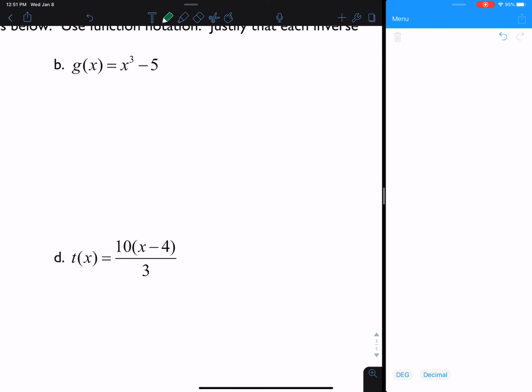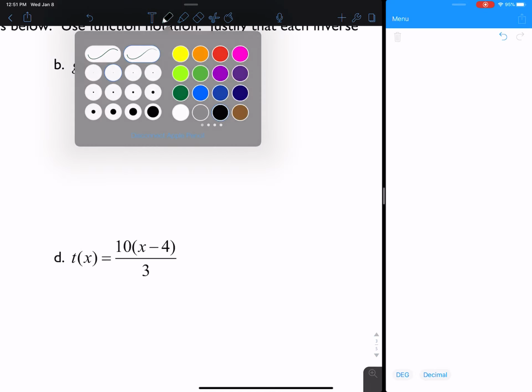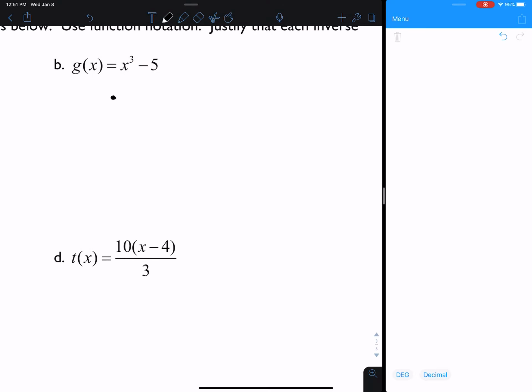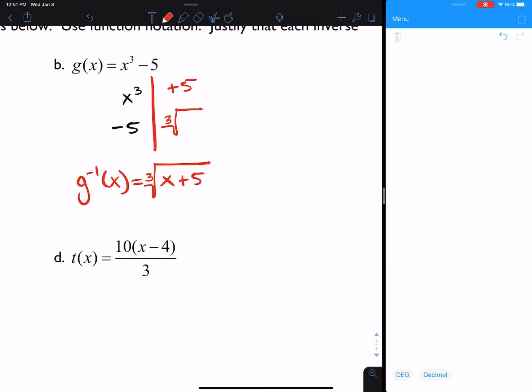So in problem B, I'm going to list out the operations first. The first thing that's being performed on the input is it's being cubed. The second thing is that it's being subtracted by 5. So I'm going to undo all of that, and I'll start with whatever the last operation is. So in this case, it'll be adding 5. And then instead of cubing it, I'll be cube rooting it. So then I would write down that the inverse, g inverse of x, is equal to the input plus 5, cube rooted. Okay, so there's my inverse.